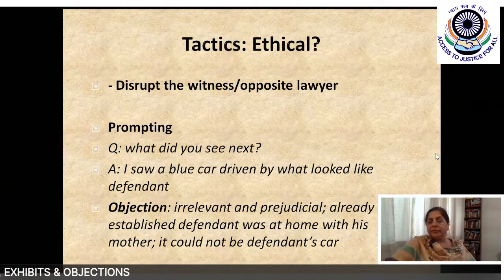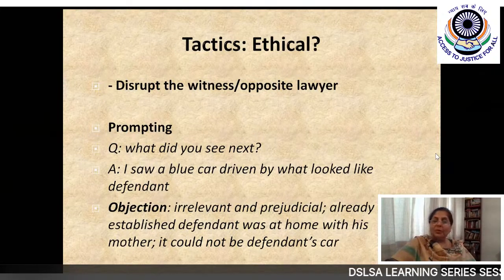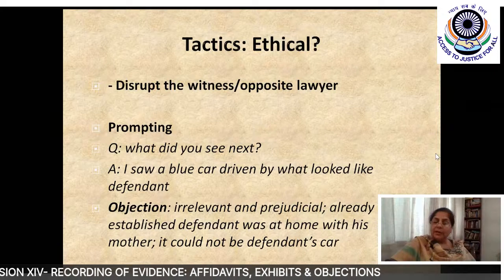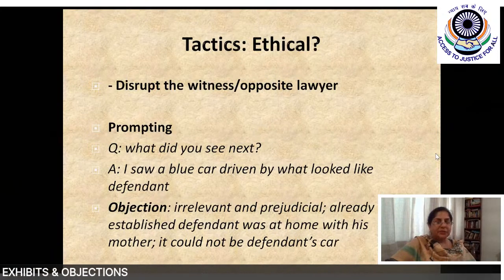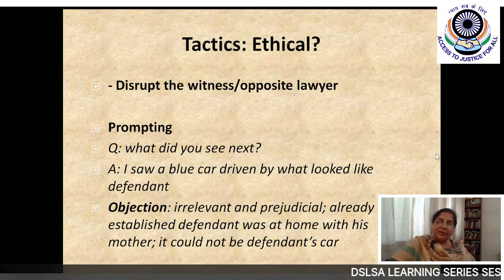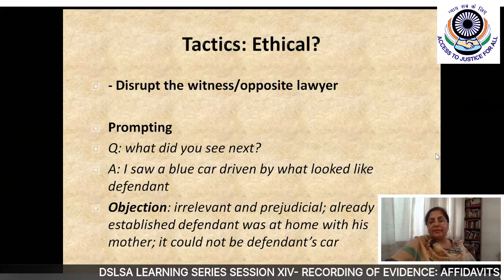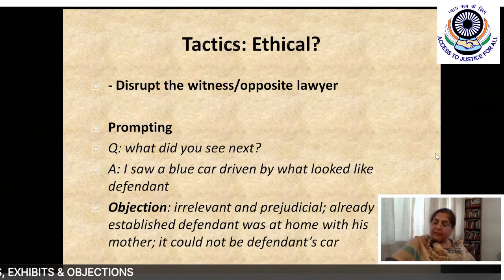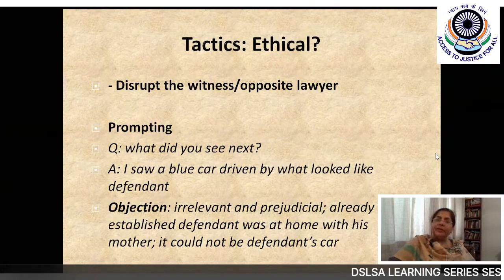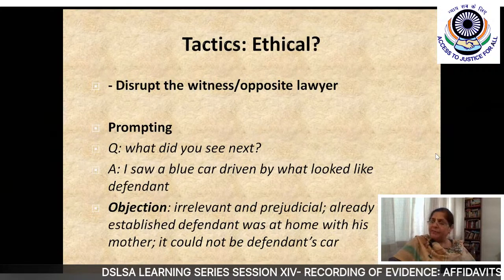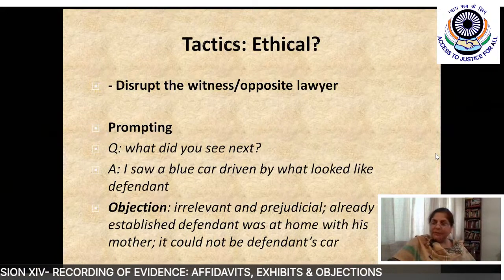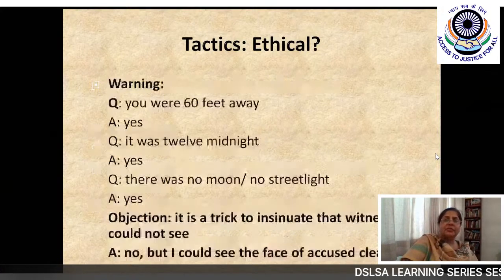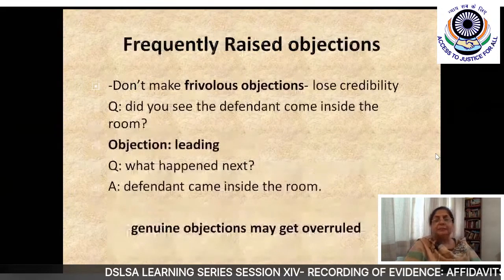There's another very interesting drama which goes on in the court, which is prompting. Now, what does happen? What did you see next? I saw a blue car driven by what looked like the defendant. Immediately comes the objection. Irrelevant and prejudicial because it has already been established that the defendant was at home with his mother and he could not have been driving the defendant's car. Now, what has happened? There is some evidence saying that he was present at home, but what is the counsel trying to do? Bring out from the testimony of another witness that no, you are seen driving a car. But this kind of prompting warns the witness and prevents the correct evidence to come on record. This kind of leading objection can at times be not well accepted.